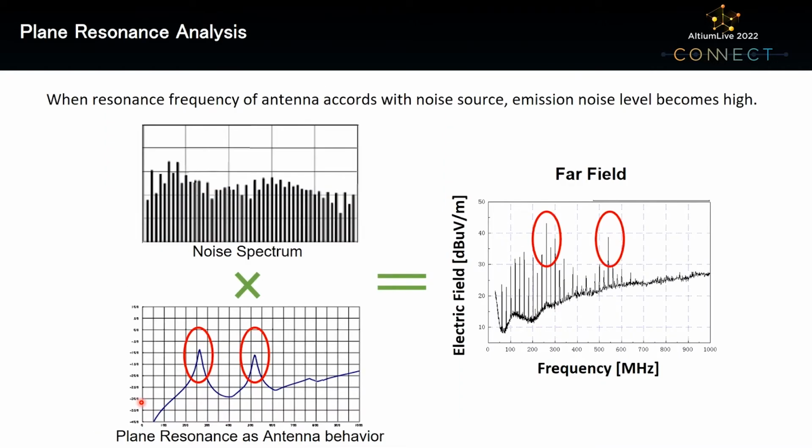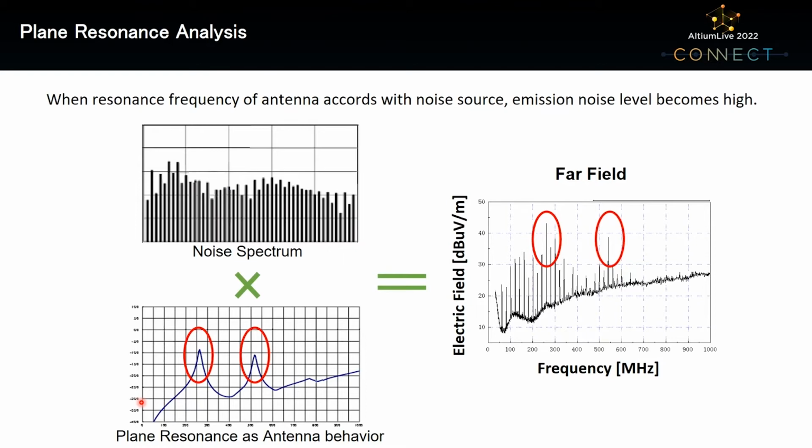When the resonance frequency of antenna accords with the noise source, the emission noise is strongly emitted. We can think simply, noise source multiplied by antenna factor equals strength of far field in each frequency. Regarding the noise source, ICs and high-speed signal traces are the dominant noise factors, but there is a limitation to suppress the noise source factor.